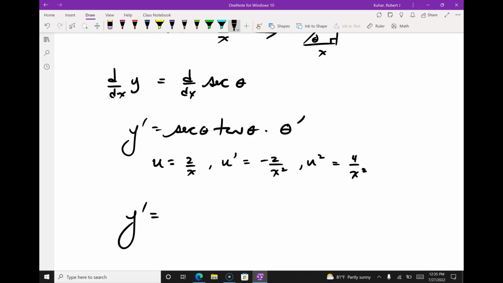Which one are we talking about? Yeah, it's 2 over x, right? Which is what? 2 times x to the minus 1. So the minus 1 comes down, and then I subtract 1 from minus 1. That's minus 2. Yeah, I know that.